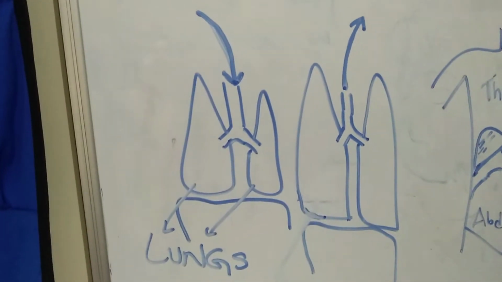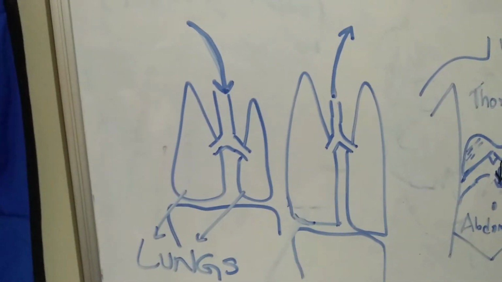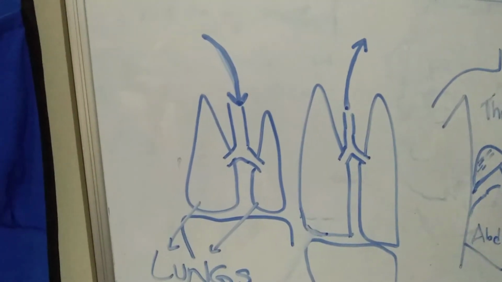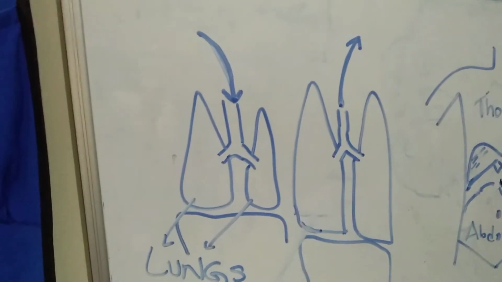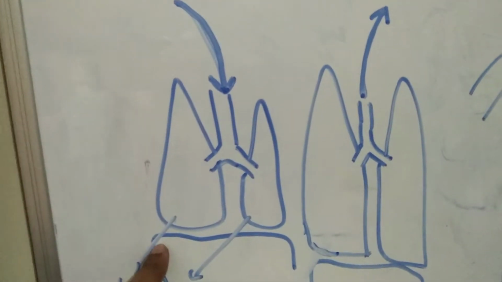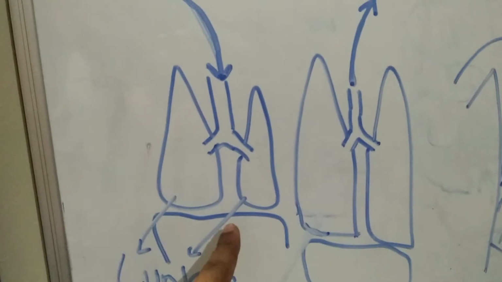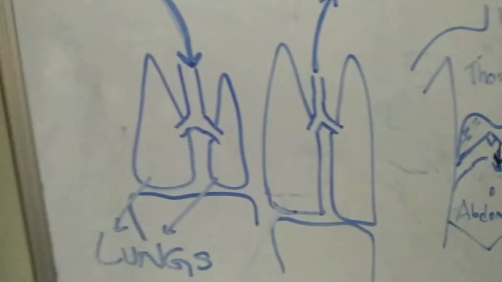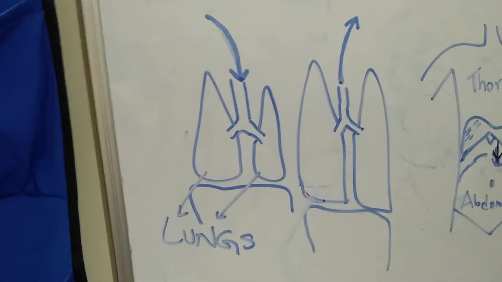Inspiration is an active process wherein energy is consumed. Expiration is a passive process because it is just a recoil of the elastic fibers present in the wall of the lung. We can see this muscular partition, it's called the diaphragm. During inspiration it has come down, during expiration it will go up. The details of this we'll understand now.